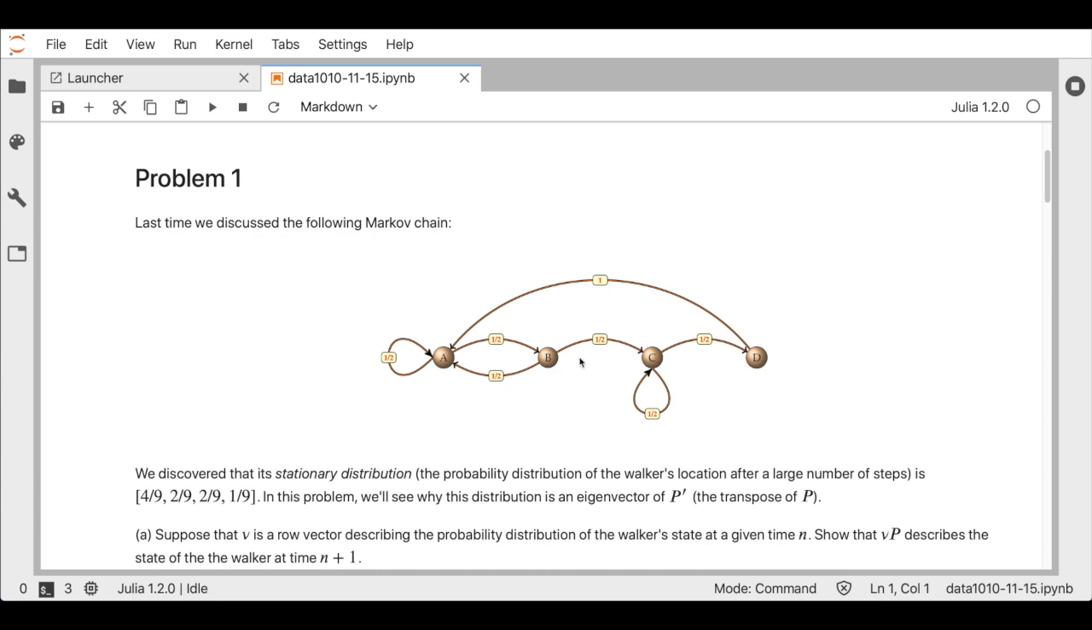So if it's at B, it moves to C with probability a half and to A with probability a half. Then once it gets to its new destination, it follows the arrows there. It might stay at A for one more step, or it might go to B, each with probability a half, and so on. So intuitively, it makes sense that the walker would spend more time at, say, A than at D. So we might want to know, in the long run, what proportion of its time does it spend at each of these locations.